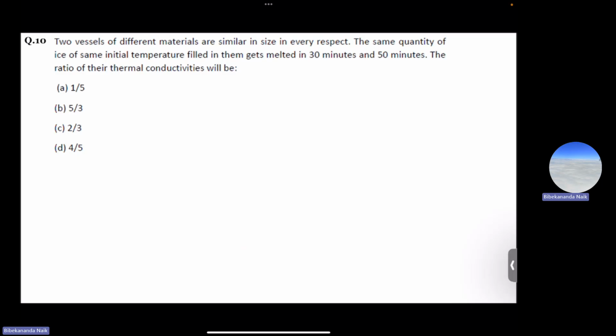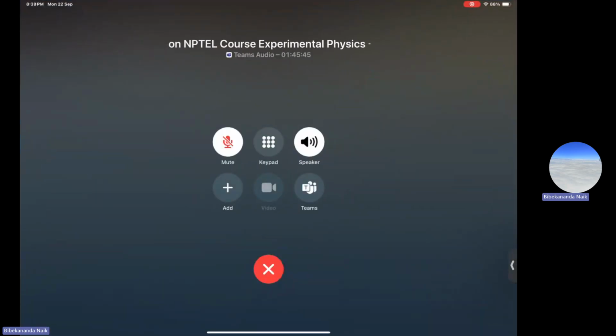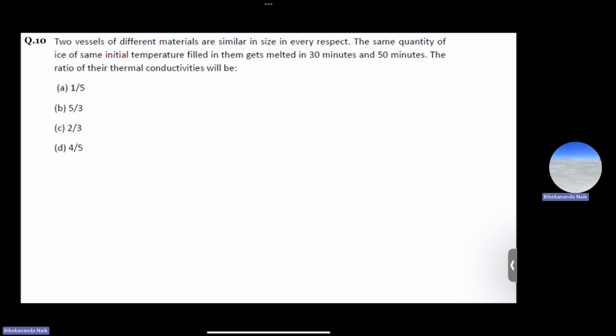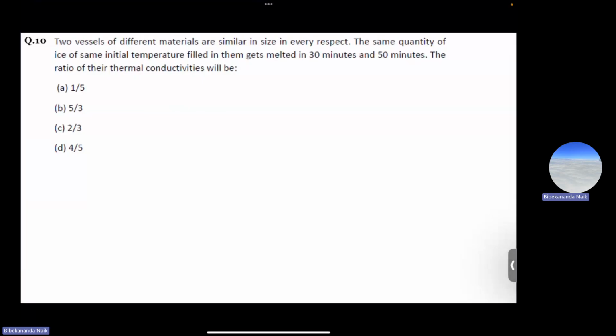Now we move to question number 10. So let's move to question number 10.